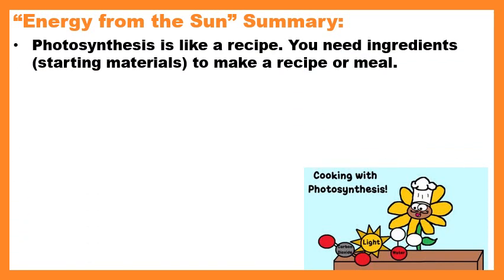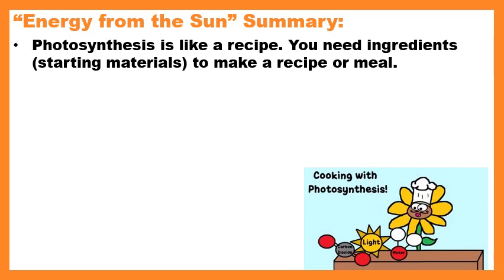So, like if you want to make a meal and you look up a recipe online, you need ingredients or starting materials to make a recipe or meal. Let's go back to our hot dog example. What do you need to make a hot dog? Well, you need a hot dog bun. You need a hot dog. You need a grill or boiling water to cook your hot dog. Maybe you need ketchup and mustard. Those would be your ingredients to make a hot dog.